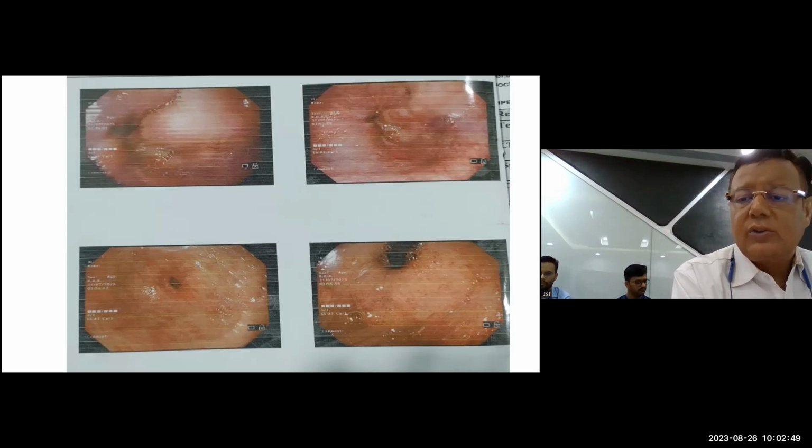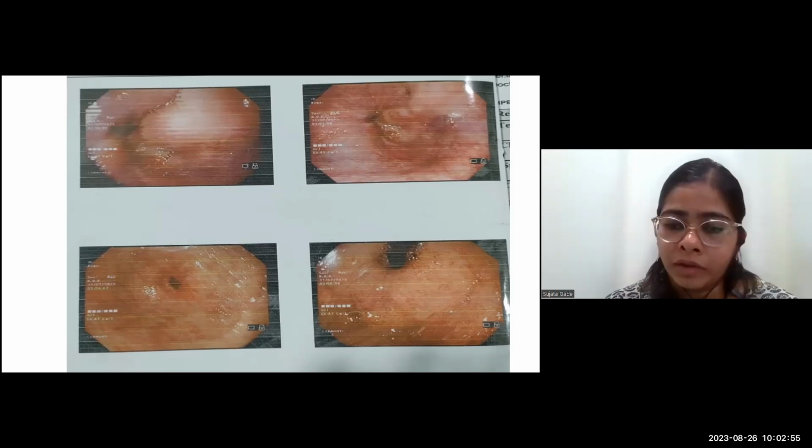One more question, Sujata. What is the timing of your surgery compared to your completion of chemotherapy? After completion of chemotherapy, we will wait for 6 to 8 weeks and then we will reassess with a PET scan, followed by staging laparoscopy.